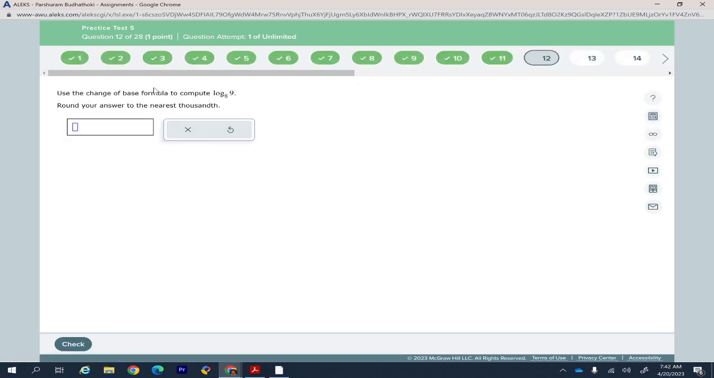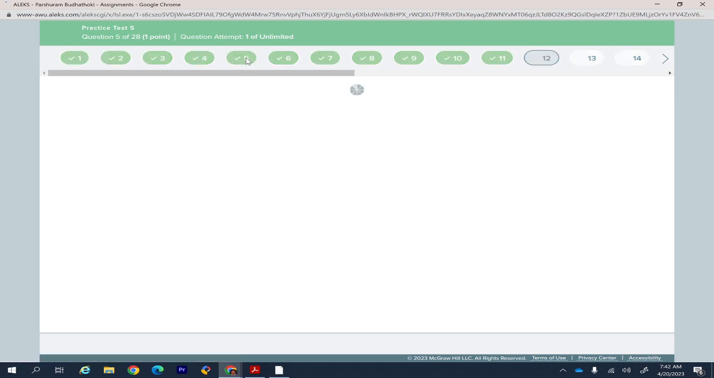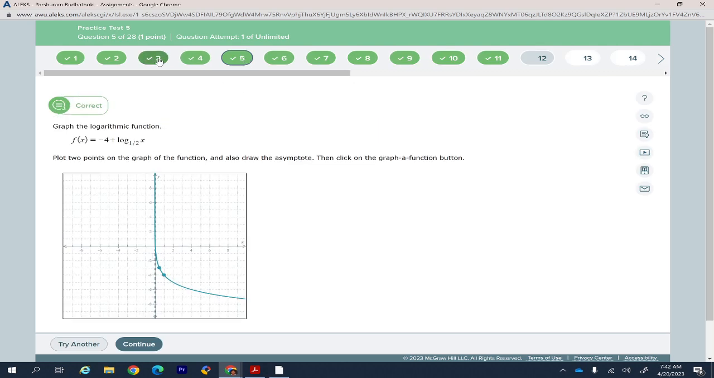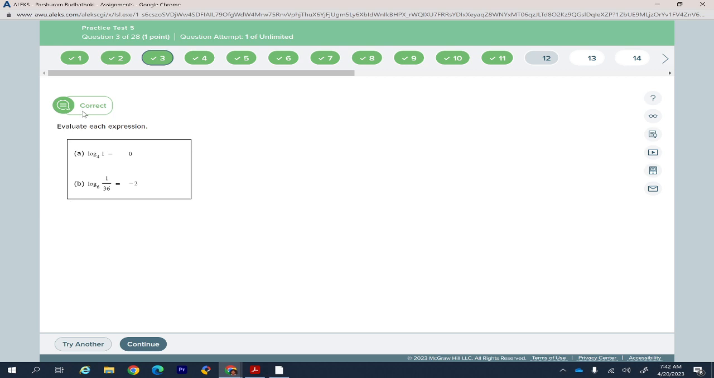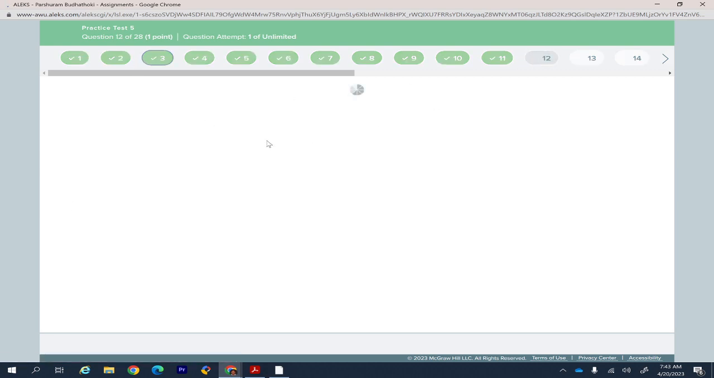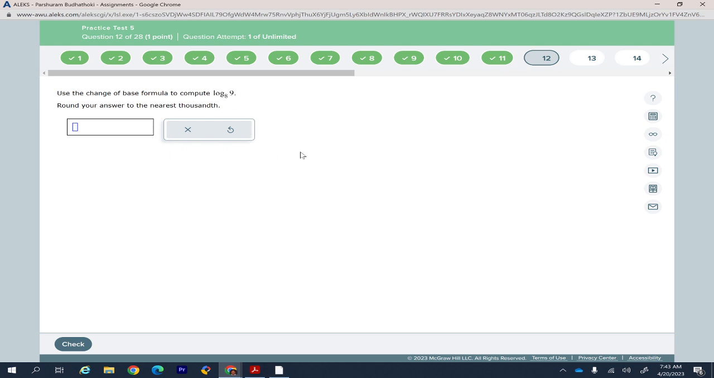Use the change of base formula to compute log base 8 of 9. This is similar to one of the previous problems we did. Let me see which one. Okay, the way we did number 3, you can do exactly the same thing for number 12 to find out this value. So I'm going to skip it.